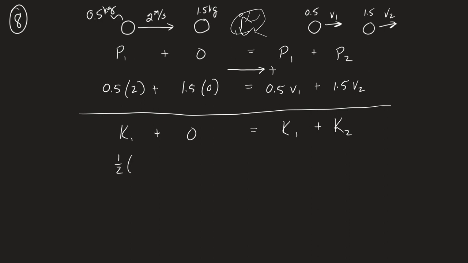So 1/2 times 0.5 times 2 squared has to equal 1/2 times 0.5 times V1 squared plus 1/2 times 1.5 times V2 squared. I'm going to get rid of the 1/2s real quick, because I don't want to do 1/2 of 1.5 and stuff like that. And actually, I'm thinking about dividing by 0.5.